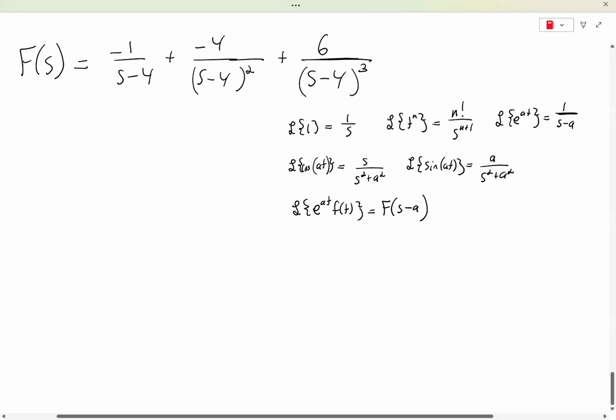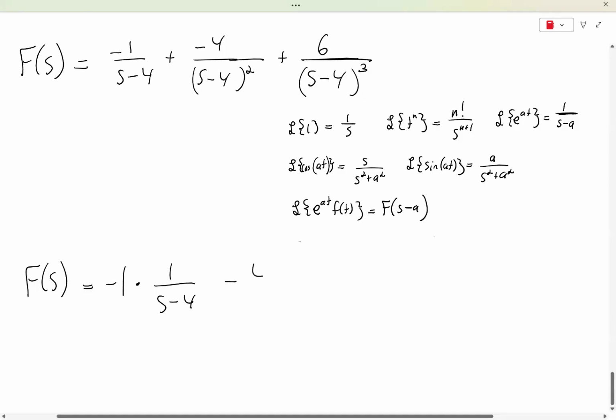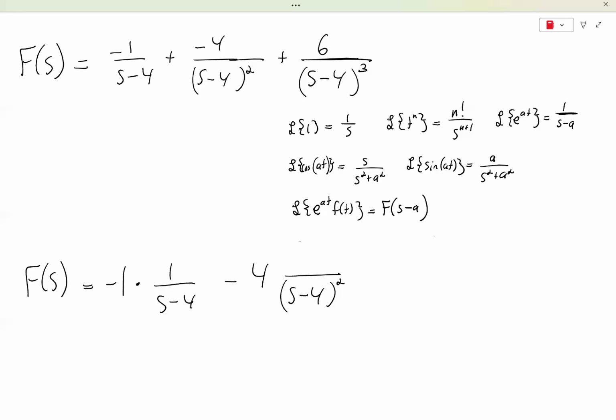Let me rewrite this a little bit here, see if I can make this make sense. Okay, that's just the e to the 4t one. That's an easy one. And this one, we'll get that 4 out of there. Minus 4. And it would be like that. I'm fixing this up a little bit. I'll show you how it goes here then.